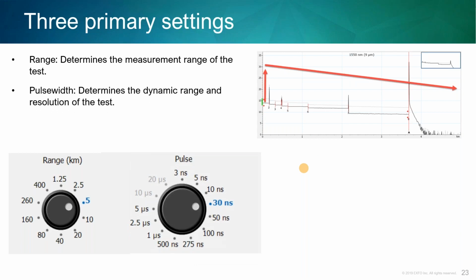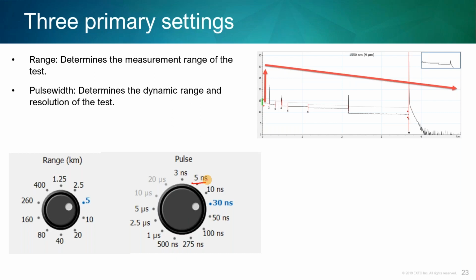Setting number 2 and 3 kind of go hand in hand. Pulse width, incredibly important. Well, they're all incredibly important. But pulse width is the length of the pulse in time. So a 5 nanosecond pulse width means the laser turns on for 5 nanoseconds and then turns off. It's about a meter or so. And so that's a very short pulse width.